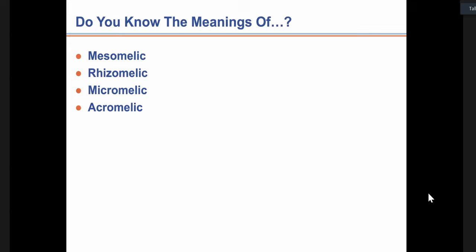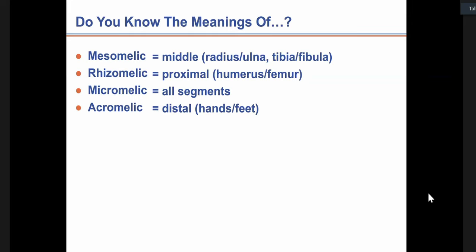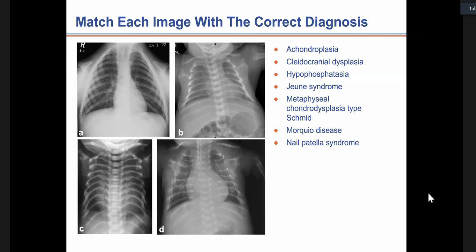hopefully you now know what mesomelic means, rhizomelic, micromelic, and acromelic. I don't think we need to go through those answers separately. I've talked about it all the time through this talk. But here we know it. Mesomelic, middle, rhizomelic, proximal, micromelic, all segments, and acromelic is the distal, the hands and the feet. Here we have those radiographs, and every single one was shown in the course of this talk. I used the exact same examples, and so maybe we can see now.